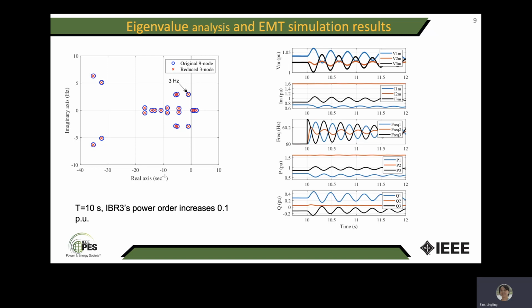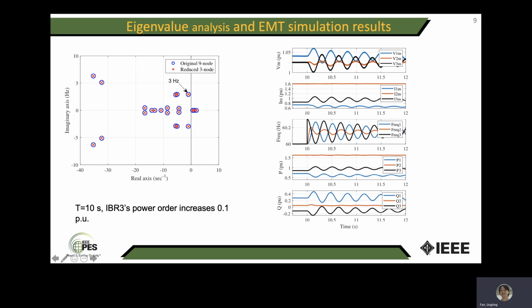This 3 Hz dominant oscillation mode can be verified by EMT simulation. In the EMT simulation in PSCAD, at 10 Hz, the IBR3 power order is increased by 0.1 per unit. You can see oscillation come up, and IBR1 is oscillating against IBR3 in the voltage measurement, current magnitude, frequency, power, and real power. You can always see IBR1 oscillating against IBR3.